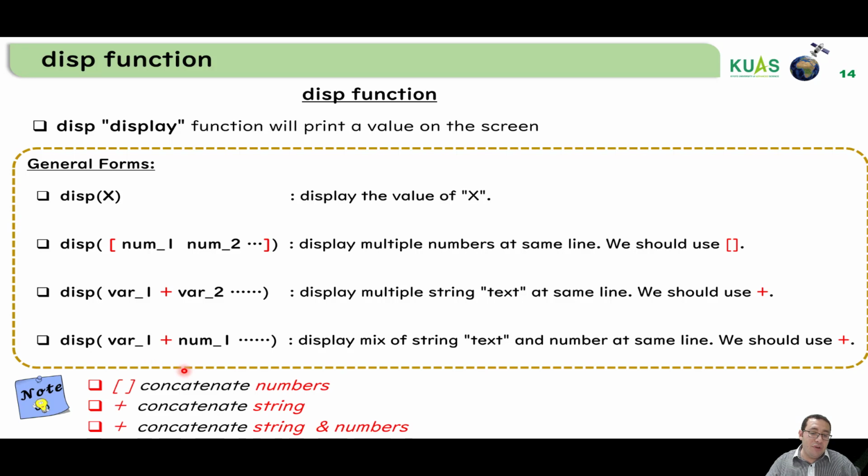So in summary, display is showing whatever you put inside. If you need to show several numbers, concatenate them using the square brackets. For several texts, or even text with numbers, use the plus sign. The plus operation can concatenate several things. Let's go to MATLAB to check some examples for that.